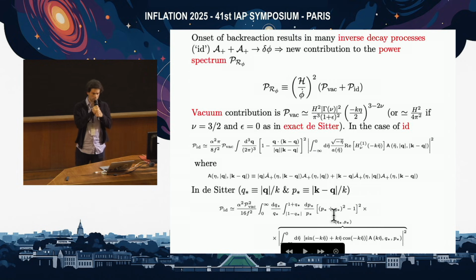In addition to that, we also have back reaction at the level of the perturbations. This is because of the presence of many inverse decay processes, which give a new contribution to the power spectrum. This is what I call here the PID. You can see down here the expression in the case of de Sitter expansion, which is three integrals.